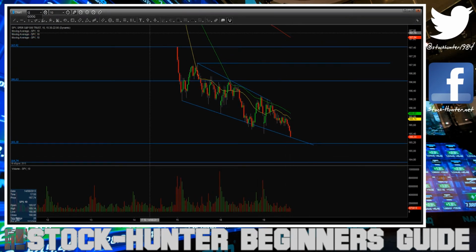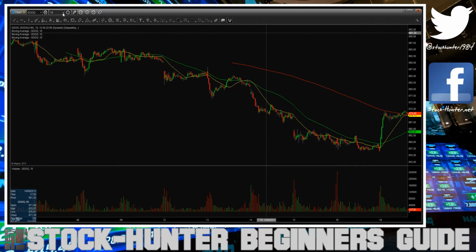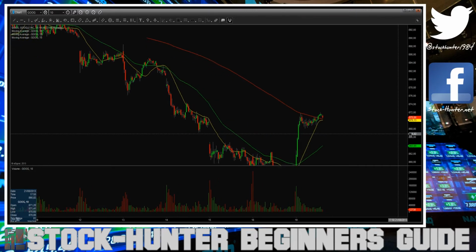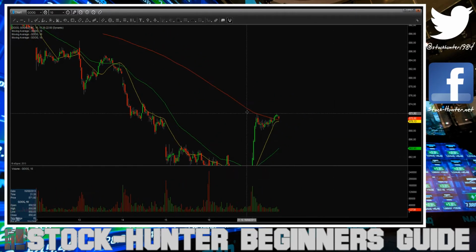So let's jump over to Google here. Google is very strong today. As you can see, we got a nice pop, and now we're going sideways. We close above this 200 moving average, and let's see if we can get the final push at the end of the day. So we're consolidating now below this prior pivot at 875.